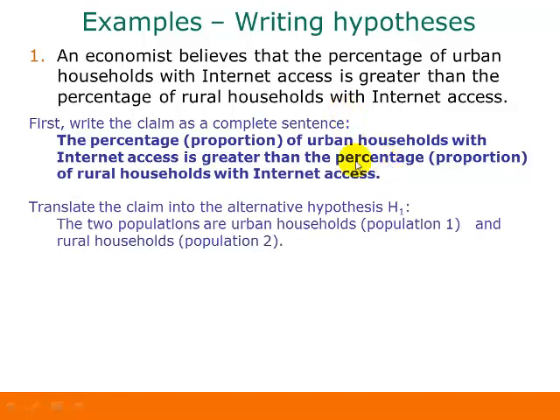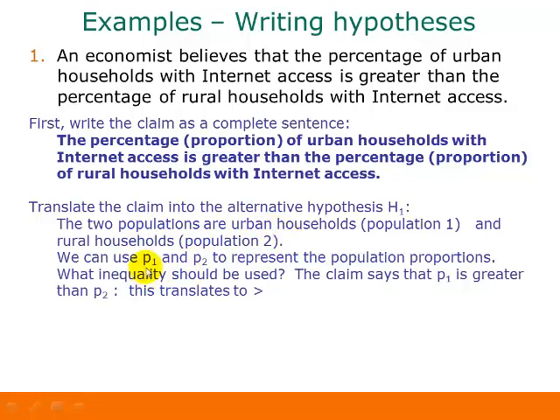So we do have to decide which our two populations are. The easiest way to do this is to make population 1 the one that's mentioned first in your claim, just because it's easier that way to translate it into an inequality. So let's say that our two populations are urban households, population 1, and rural households, population 2. So we're going to use p sub 1 and p sub 2 to represent our population proportions.